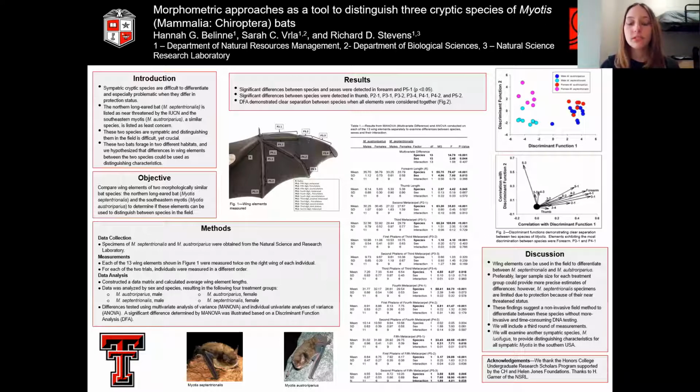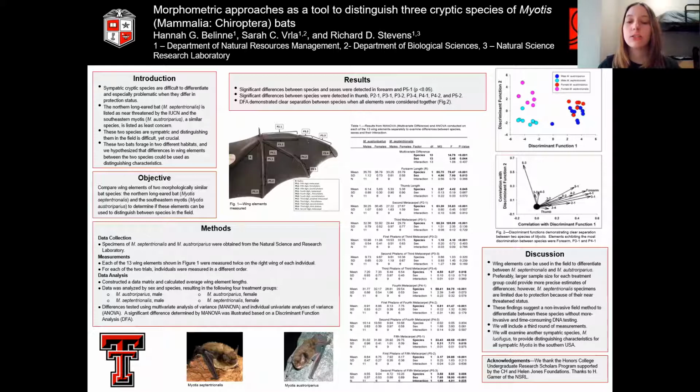For example, Myotis austroriparius is listed as least concern. However, Myotis septentrionalis is listed as near threatened. So when researchers are going out in the field trying to collect austroriparius samples, they're trying to avoid septentrionalis bycatch.